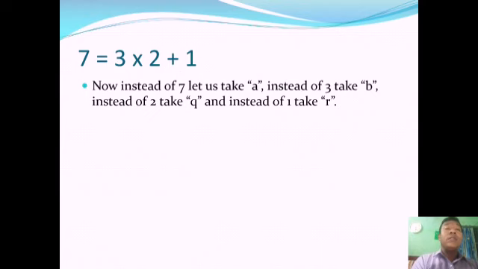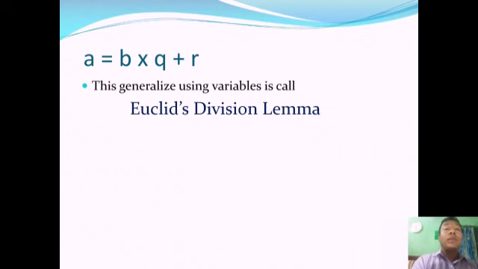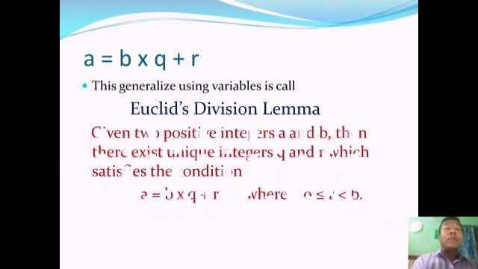Now, instead of 7, 3, 2, and 1, if we replace them by variables, for example, if I replace 7 by A, instead of 3 take B, instead of 2 take Q, and instead of 1 take R, we have A equal to B into Q plus R. This is the same as dividend equal to divisor into quotient plus remainder. This generalization using variables is called Euclid division lemma. Let us try to understand the definition of Euclid division lemma.